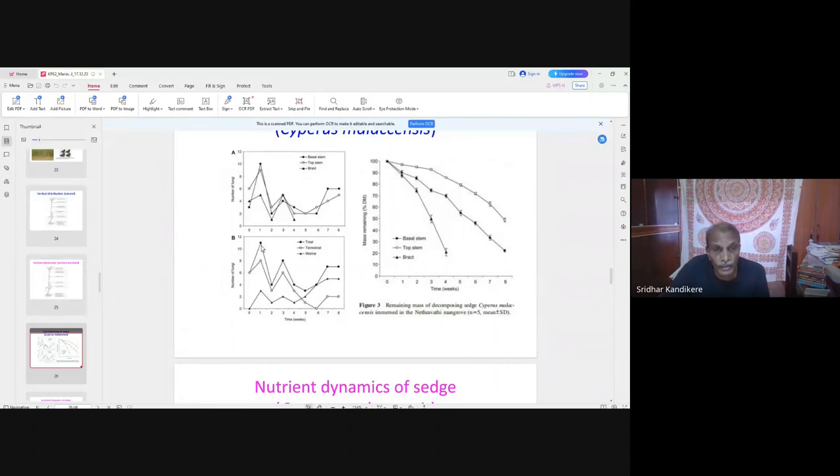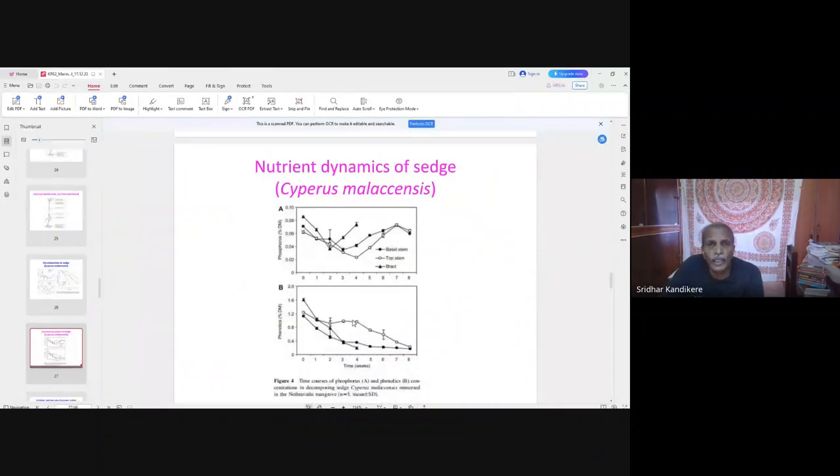This is the total fungi. This is the marine fungi. See here, marine fungi are increasing in number from 0 to 8 weeks. Like that, marine fungi show a different pattern, and terrestrial fungi show a different pattern with regard to association with Cyperus melasensis.